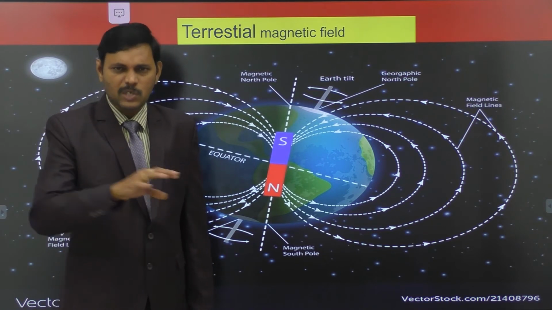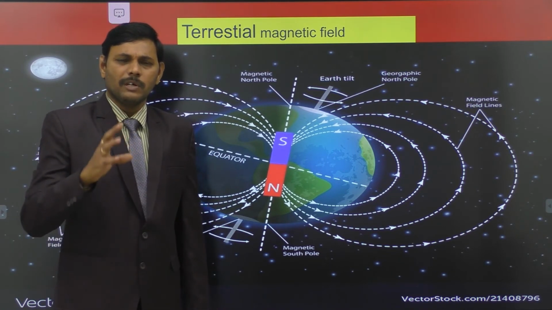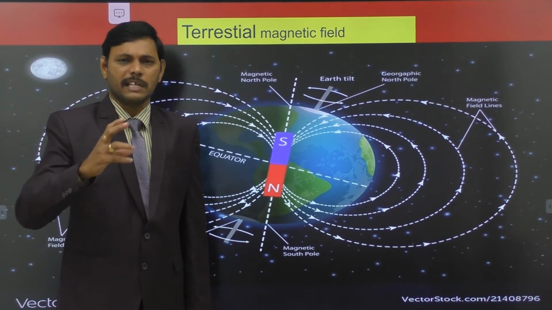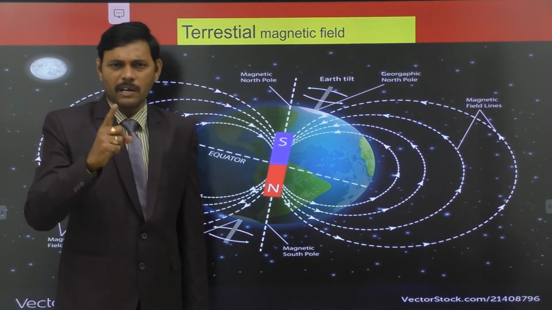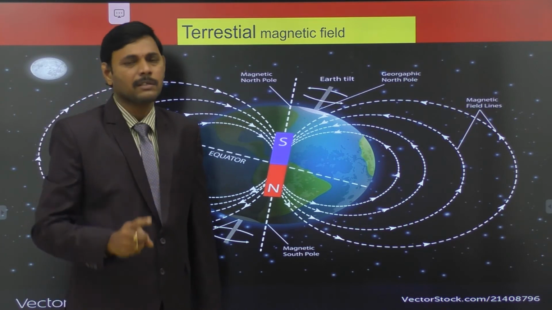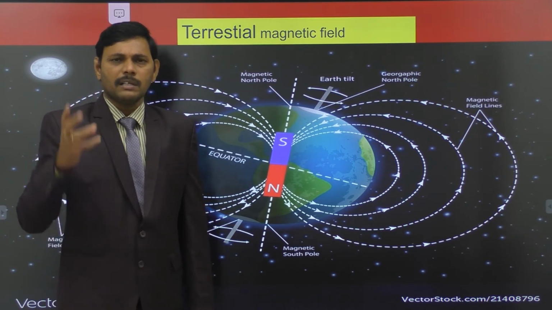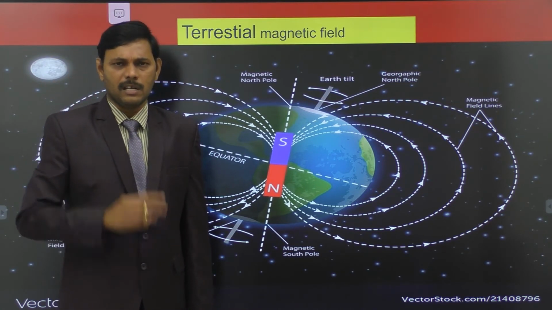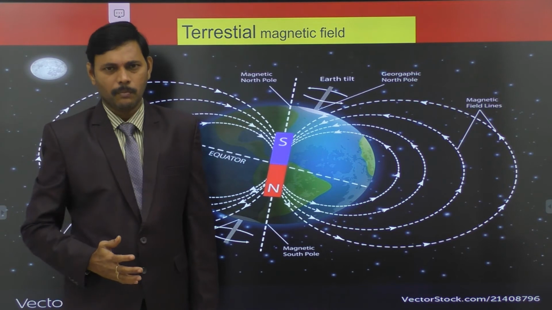So in this next part of our video, we would like to know about what is terrestrial magnetism, what is the origin of terrestrial magnetism, that is what is the origin of magnetism of Earth, followed by what are the parameters that describe the magnetic field of Earth, also known as elements of Earth magnetism.